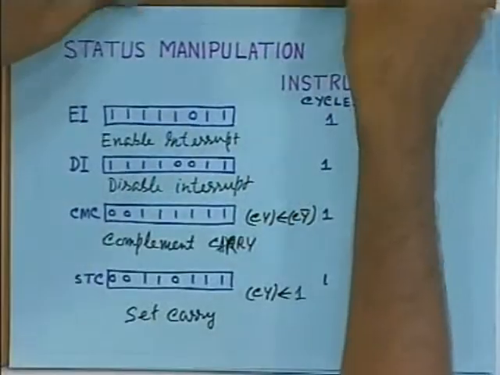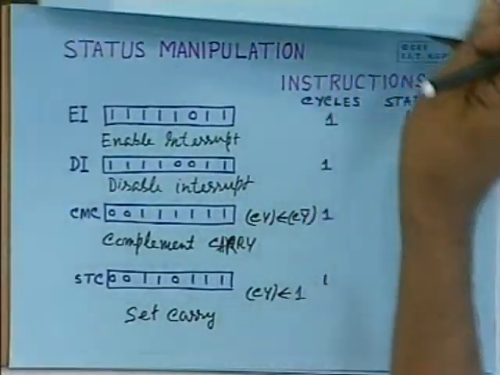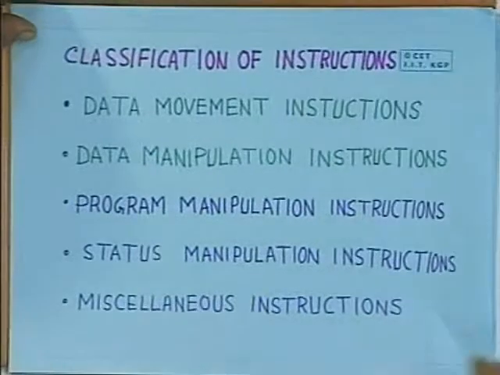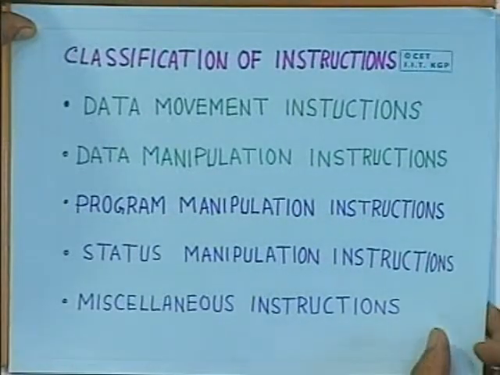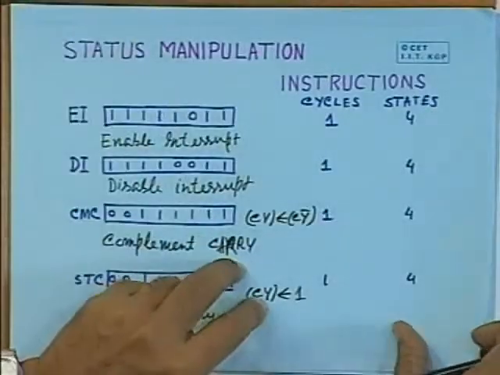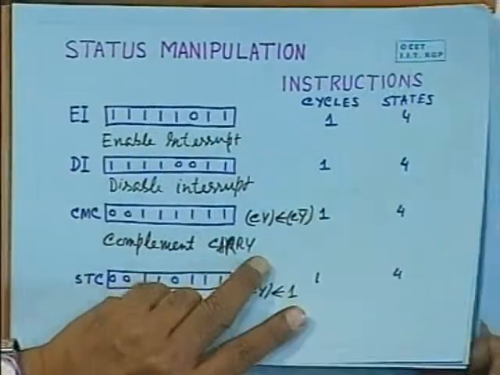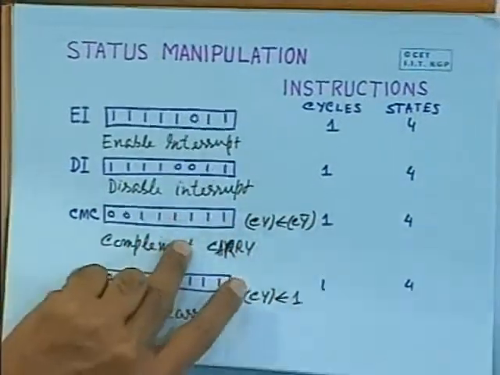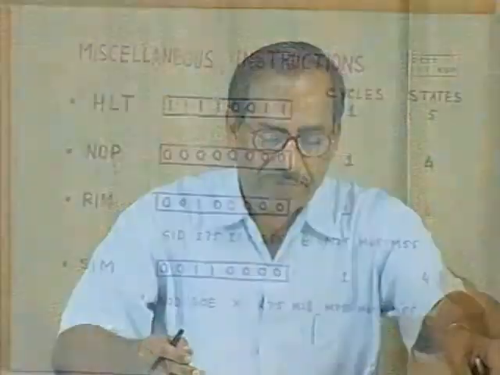Now, let us consider another very important class of instructions, that is your miscellaneous instructions. Whenever we are not able to categorize any instruction in any other group, say data manipulation, data transfer, and like that, then we categorize that as miscellaneous instructions. Let us see what are the miscellaneous instructions present in 8085.